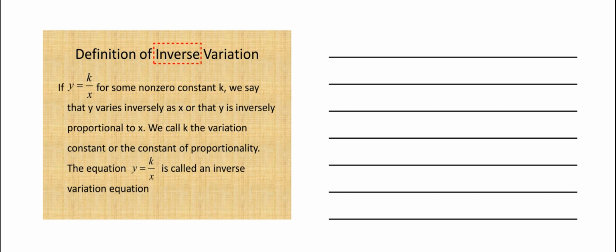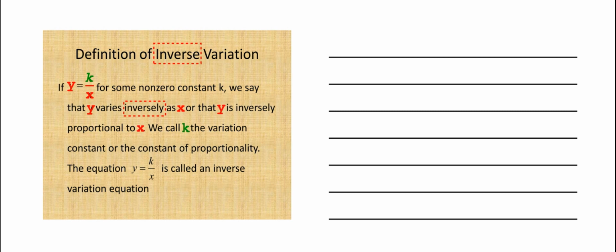So once again, in this case, our keyword is inverse. What type of variation? It's an inverse variation equation. So we have y equals, our constant k on the top, divided by our variable, in this case the x. So once again, it's inverse variation because it's division. So if y equals k divided by x for some non-zero constant k, we say that y varies, how does it vary? Inversely, right? Meaning it's a division, as x, or we can also say that y is inversely proportional to x.